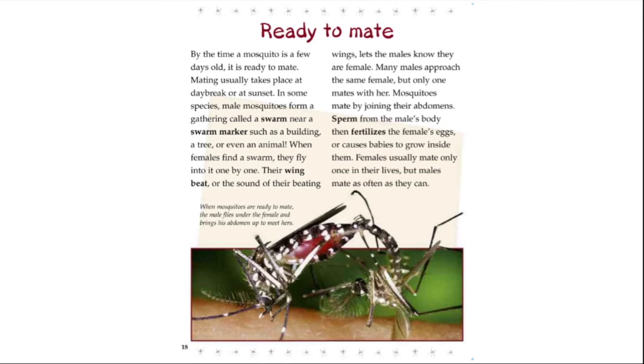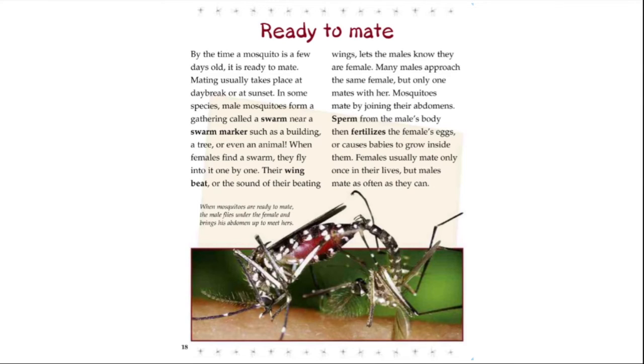Ready to mate. By the time a mosquito is a few days old, it is ready to mate. Mating usually takes place at daybreak or at sunset. In some species, male mosquitoes form a gathering called a swarm near a swarm marker, such as a building, a tree, or even an animal. When females find a swarm, they fly into it one by one.